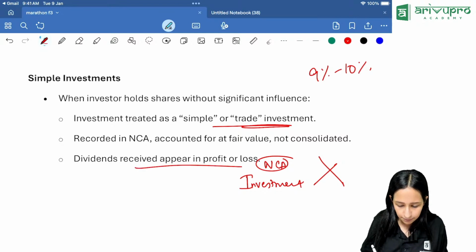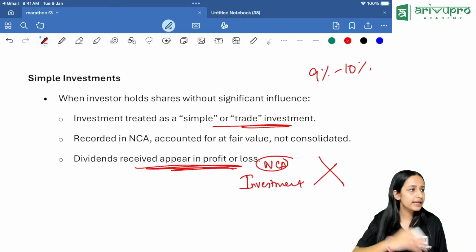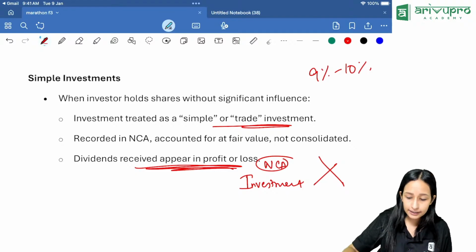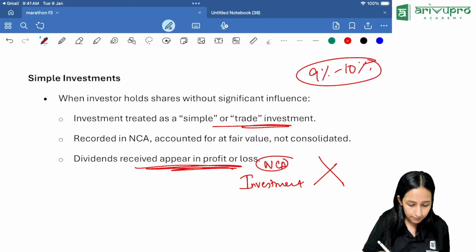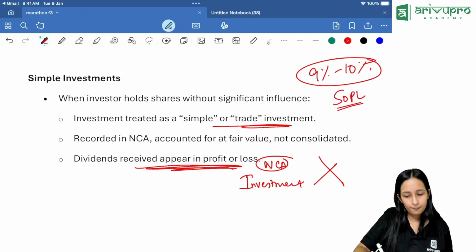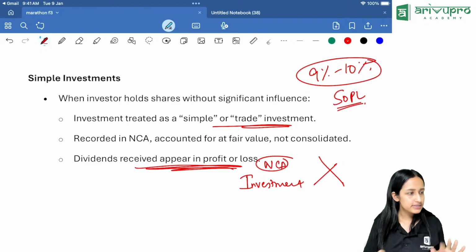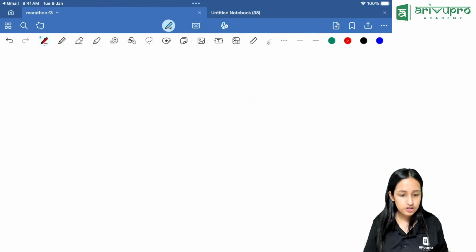Now, dividends received appear in profit or loss. If there is any dividend received at all from this 9 to 10% of the investment that we hold in the company, then it will come under SOPL. Got it? That's it. With this, we are done with financial accounting.